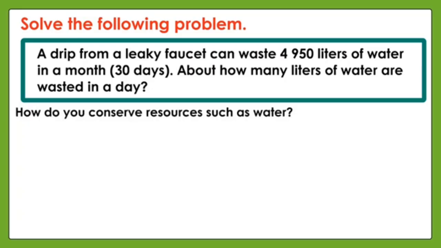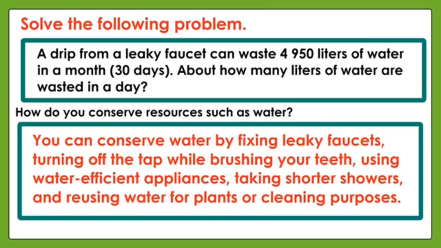How do you conserve resources such as water? The answer: you can conserve water by fixing leaky faucets, turning off the tap while brushing your teeth, using water-efficient appliances, taking shorter showers, and reusing water for plants or cleaning purposes.